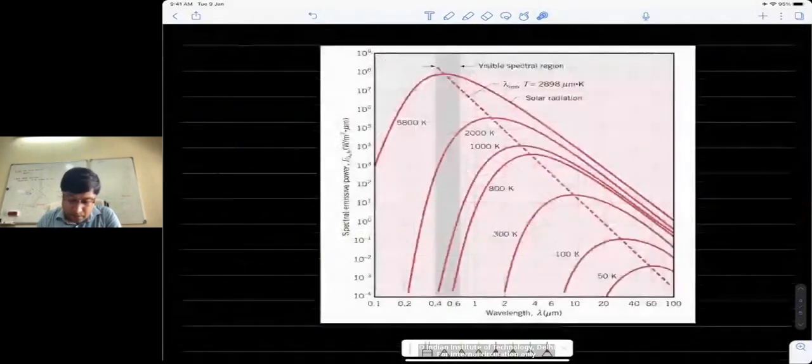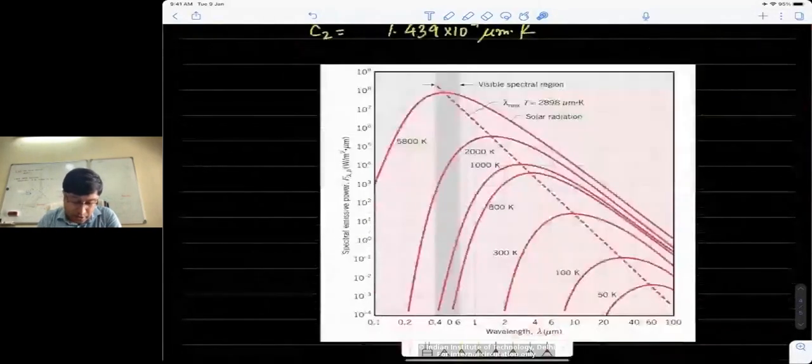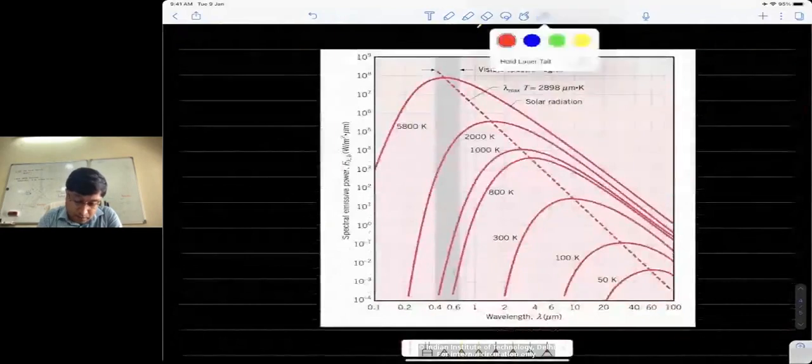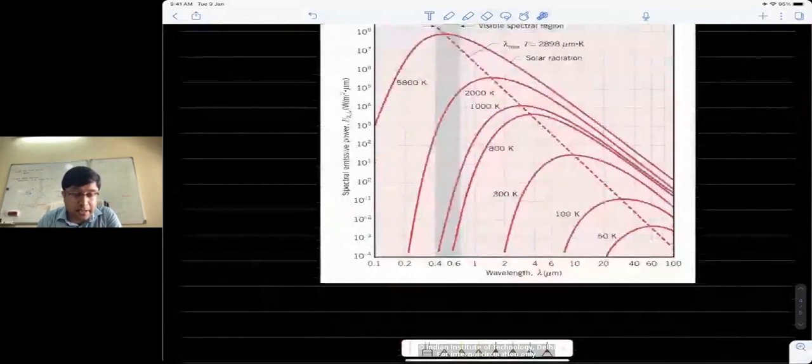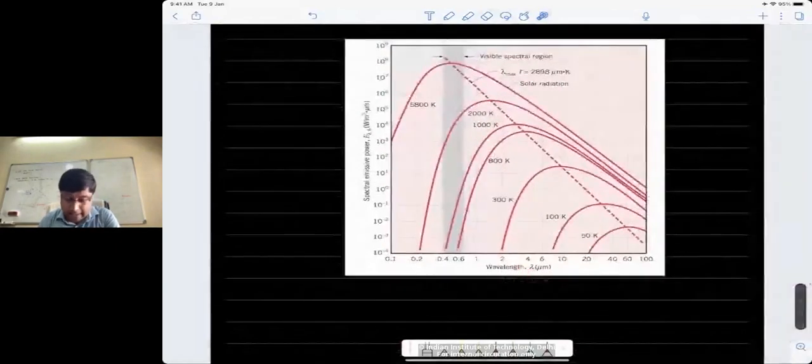Okay. So this is what the Planck's distribution would look like. So we have spectral emissive power on the y-axis, and wavelength in meter on the x-axis.